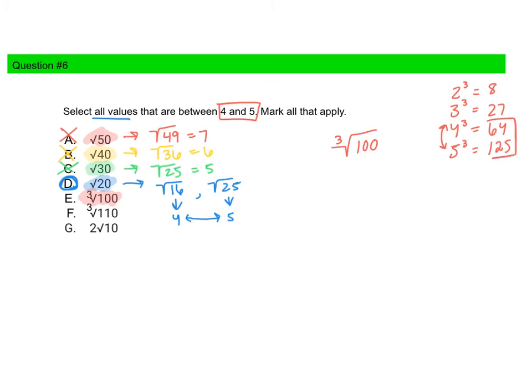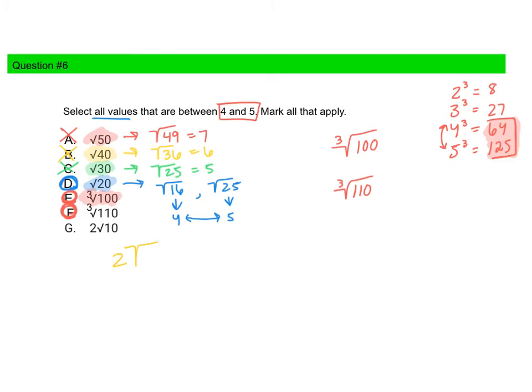And so our answer is correct. It is in between 4 and 5. It falls within that range between 64 and 125. So E is one of our correct answers. Next, we have the cubed root of 110. Well, is 110 still in between 64 and 125? Yeah, it still is in between those two numbers, so it's still going to fall within 4 and 5. So that is correct.